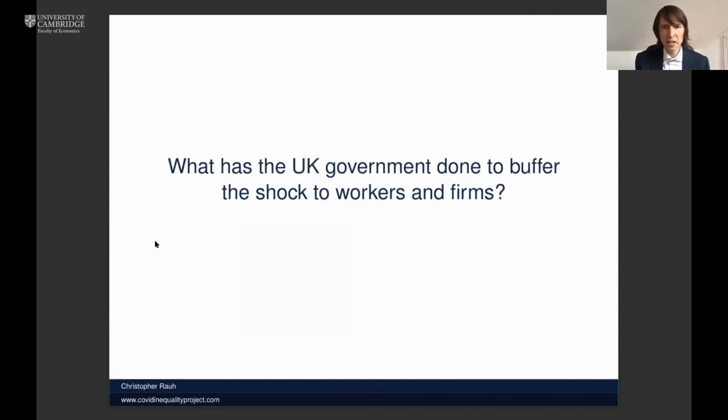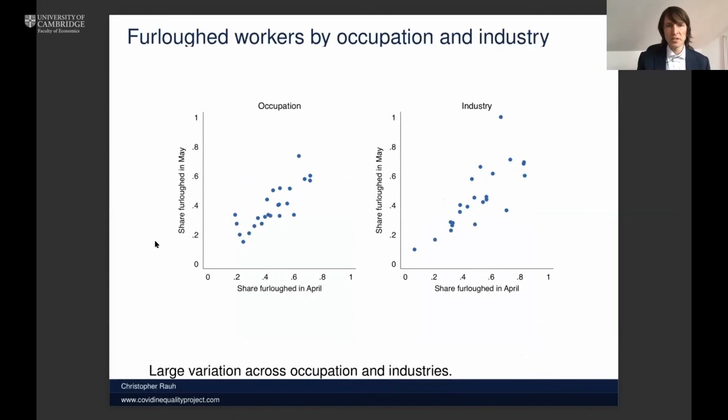So what has the UK government done to buffer these shocks to workers and firms? The biggest policy introduced is the furloughing scheme. Here, basically, the work relationship between an employer and an employee is frozen. The worker is forbidden to work and receives 80% of their wage, and this is capped at £2,500.